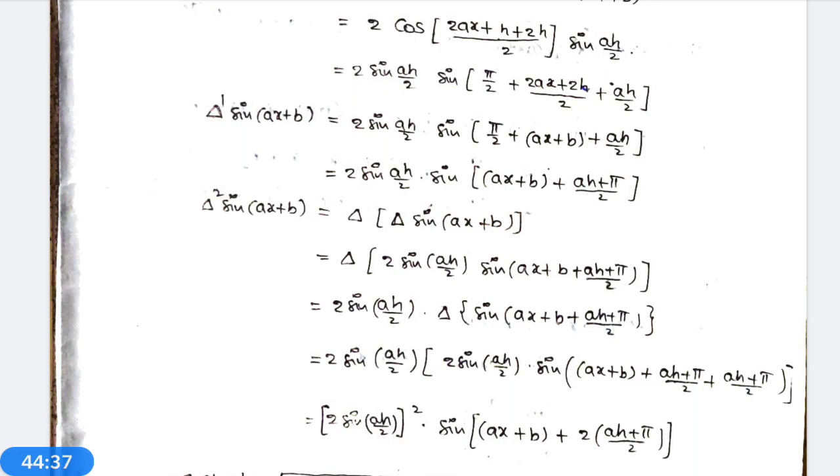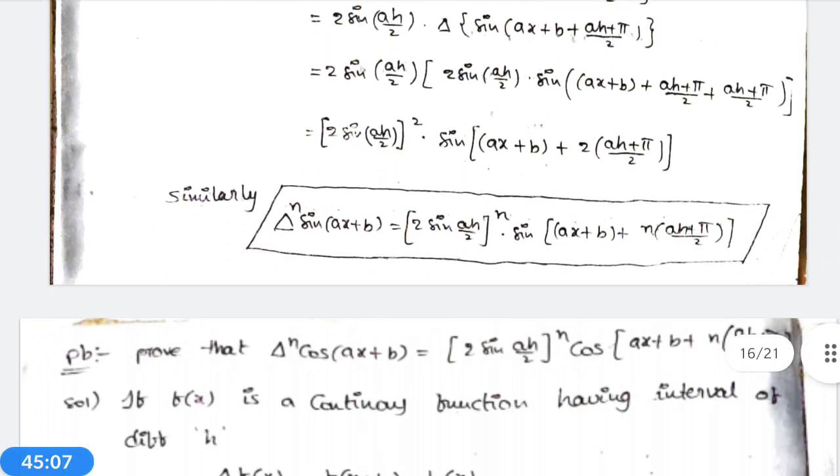Therefore, delta square sin(ax+b) is equal to delta of delta sin(ax+b), which is delta of 2 sin(ah/2) into sin(ax+b+(ah+pi)/2). This is equal to 2 sin(ah/2) into delta of sin(ax+b+(ah+pi)/2), which is 2 sin(ah/2) into 2 sin(ah/2) into sin(ax+b+(ah+pi)/2+(ah+pi)/2). Therefore, delta square sin(ax+b) is equal to (2 sin(ah/2)) whole square into sin(ax+b+2(ah+pi)/2).